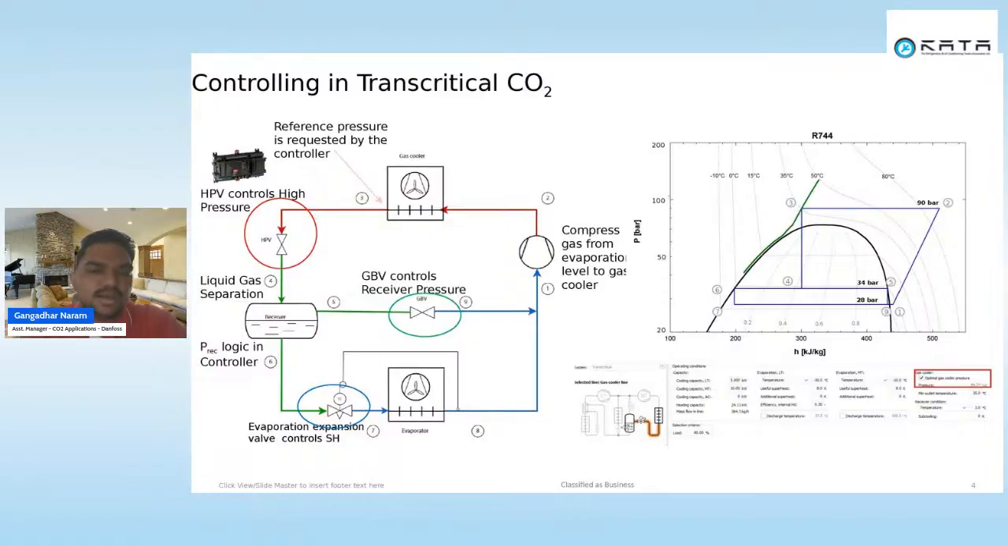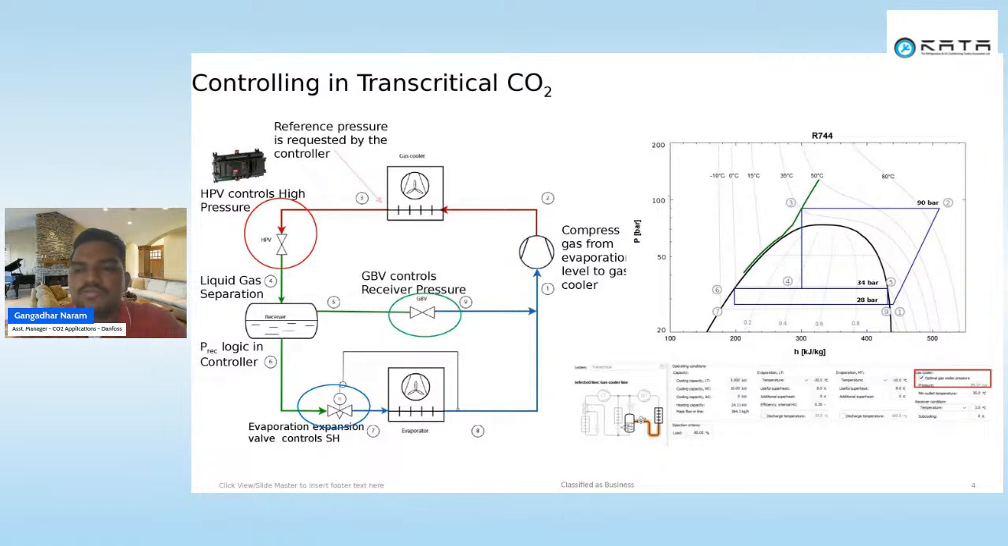As an example, we will understand how this system can be controlled in a transcritical CO2 cycle. First of all, this is the compressor. This we call the gas cooler. Why? Because on the right-hand side there is a pressure enthalpy chart. In this chart, the compressor suction operates at 28 bar, and the compressor discharge operates at 90 bar. The critical point of CO2 is 31 degrees centigrade, and the corresponding pressure is 73.8 bar.